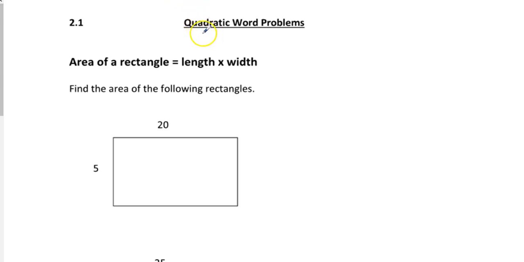In this recording, we're going to talk about quadratic functions as area models. So I think you know area, length times width, right? As long as we're speaking about a rectangle. So go ahead and find the area of the following rectangles. Play the recording when you're ready.